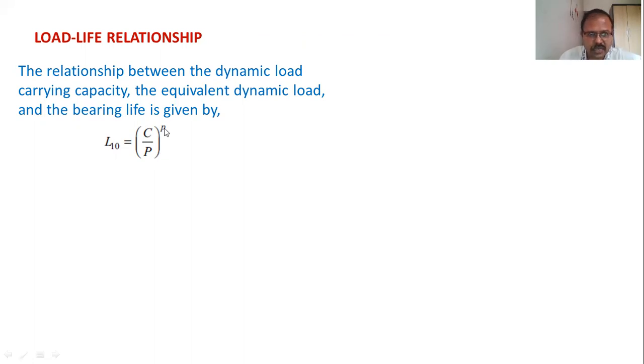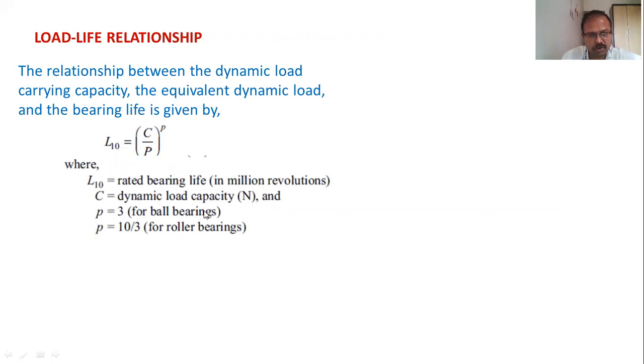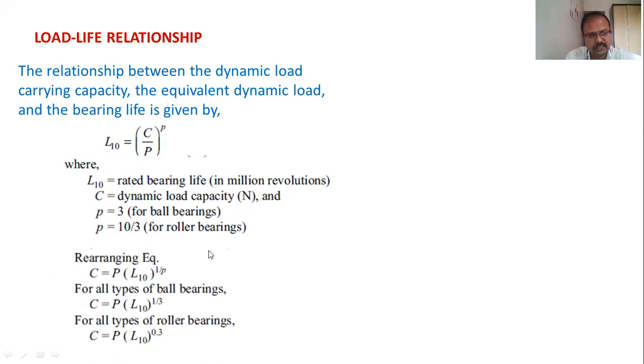Sometimes it is referred to as small a in different books. It doesn't matter, the notation. So (C upon P) raised to p, where p is a constant which is equal to 3 for ball bearings and 10 by 3 for roller bearings. So for ball bearings, this equation will be L10 is equal to (C upon P) raised to 3 million revolutions. L10 is equal to (C upon P) raised to 10 by 3 million revolutions for roller bearings. We can rewrite these equations for calculating the value of C for ball bearings and roller bearings.